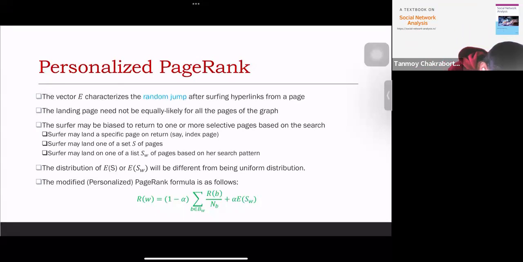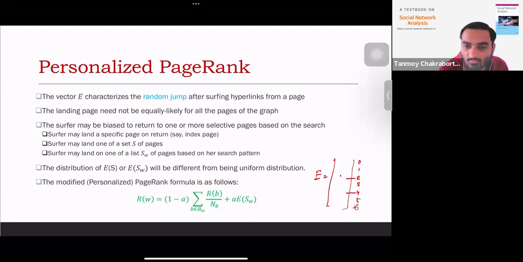So for that, what you need to do is, this E matrix that I mentioned earlier, all the entries were 1 by n. Now you say that, okay, let's assume that there are 6 nodes in the network, and I want that node 2 and node 4 would be considered for random jump, right? Other nodes will not be considered. So for these 2 cases, we assume 1 by 2, 1 by 2, for others 0, 0, 0. Okay, these 2 nodes are fixed beforehand.